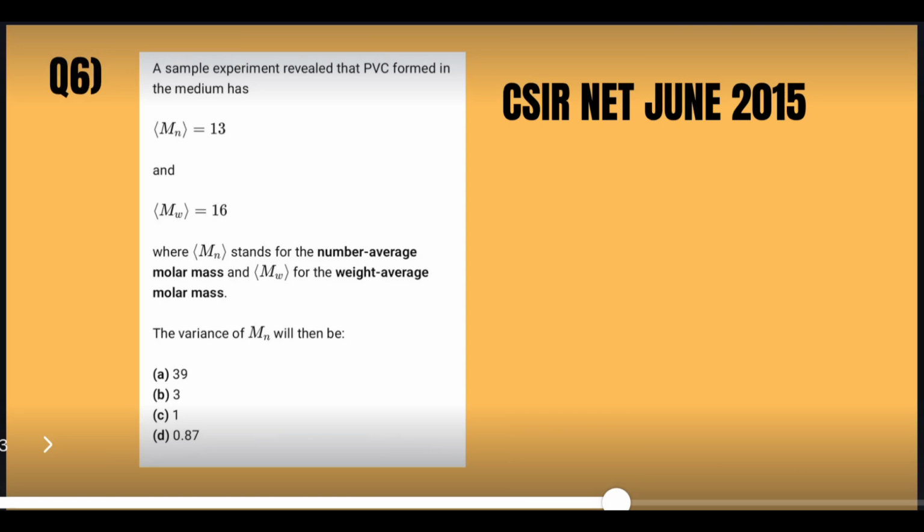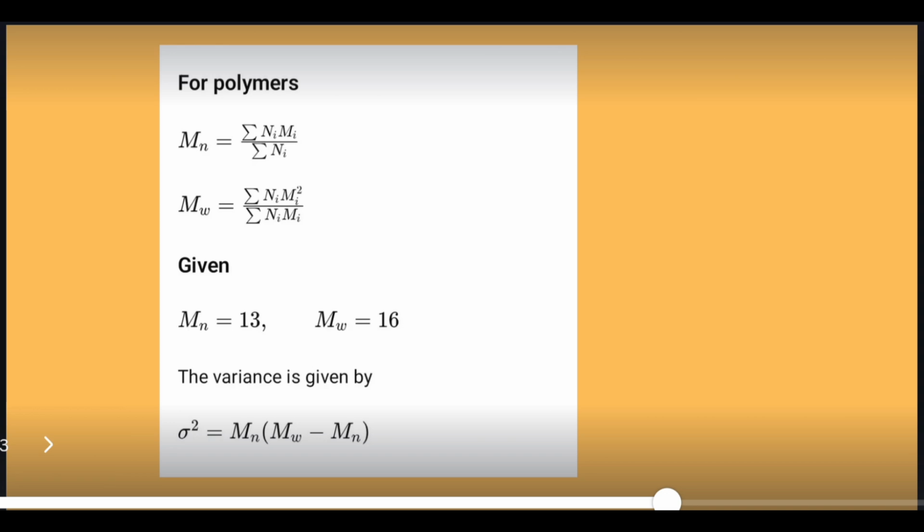This was asked in CSIR NET June 2015. A sample experiment revealed that PVC formed in the medium has Mn is equal to 13 and Mw is equal to 16, where Mn stands for number average molar mass and Mw for the weight average molar mass. The variance of Mn will then be option A 39, option B 3, option C 1 and option D 0.87. We'll see the solution.